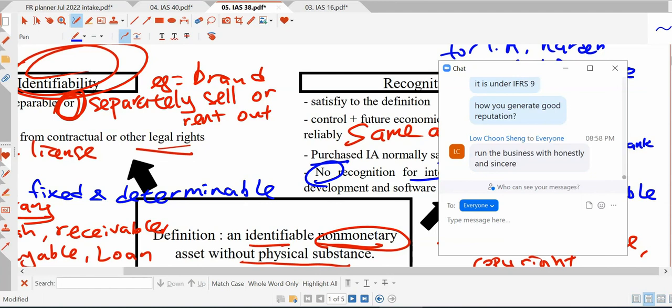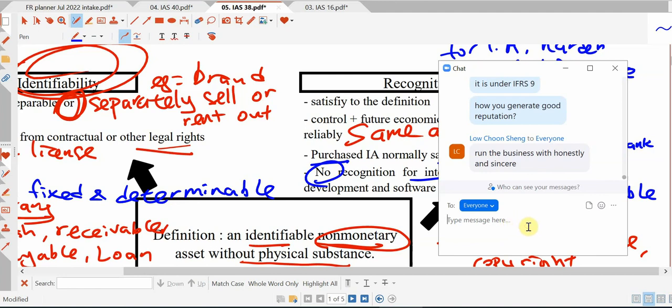But unfortunately, all these are internally generated good relationship with the customer. So you spend money to make sure on-time delivery. You spend more money to make sure the product quality is good. All this will be expensed off. Cannot be capitalized. Run business with honesty and sincerity. Okay, that's good as well.